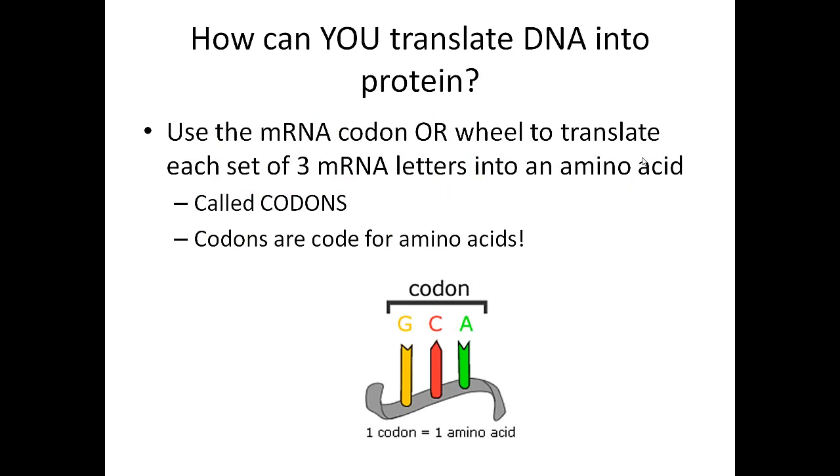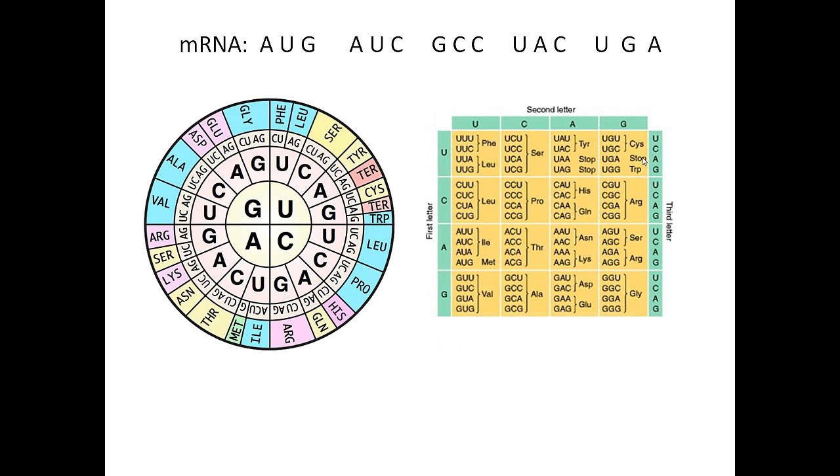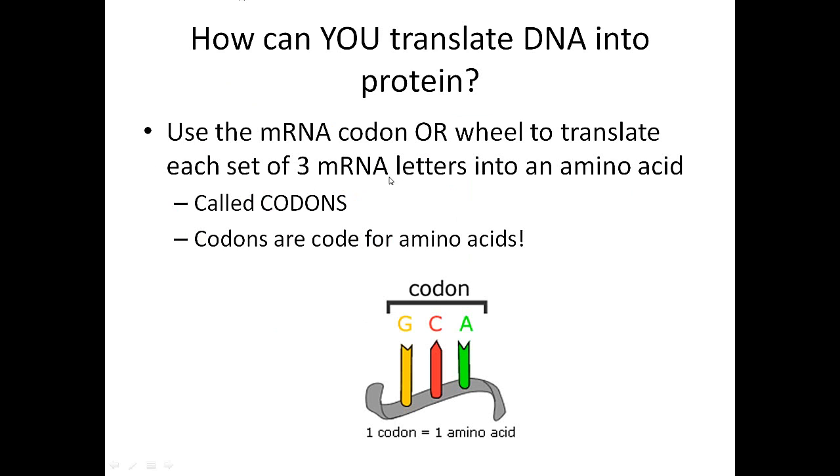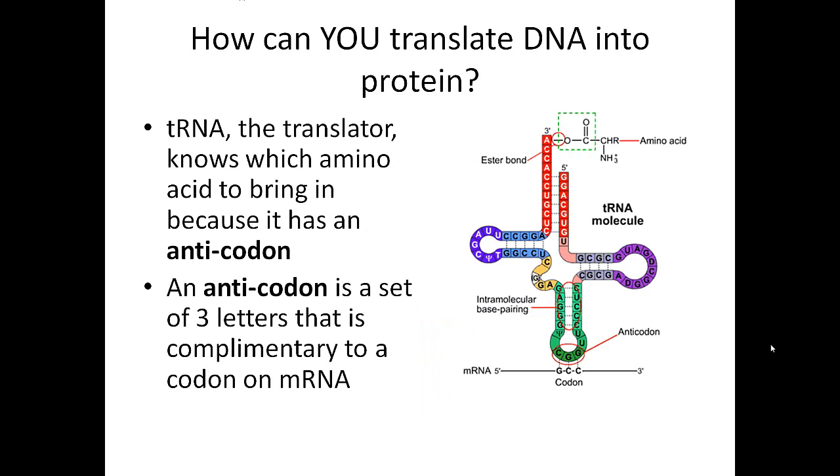First, you have to use that codon table or wheel to translate each set of three letters. Notice we're always working in groups of three letters here. Three letters on mRNA are called codons. Codons code for amino acids. tRNA knows which amino acid to bring in because it has the complementary anticodon. So if on mRNA we have GCC, the tRNA that knows to come in is complementary to it. G pairs with C, C pairs with G, C pairs with G.